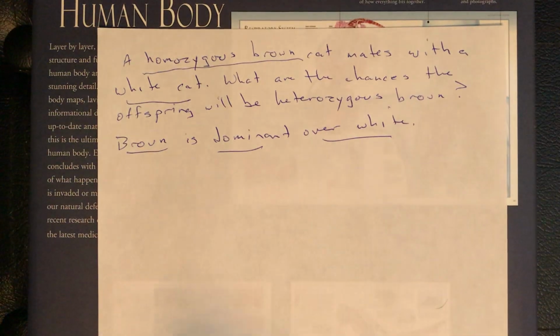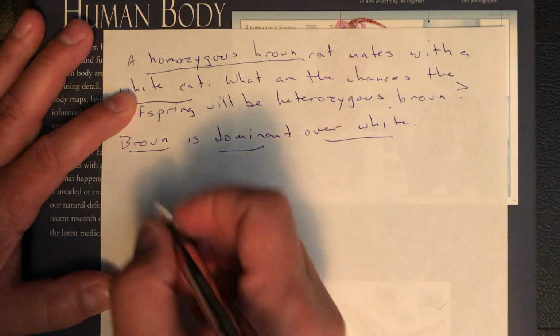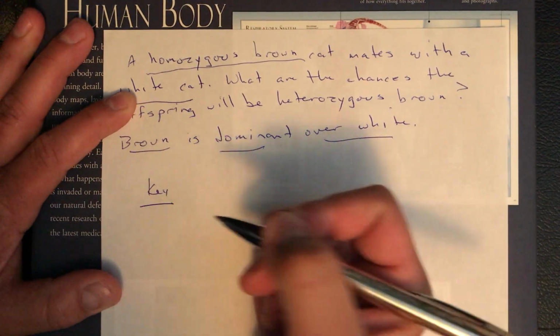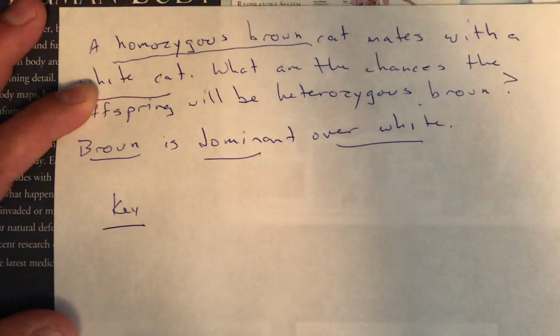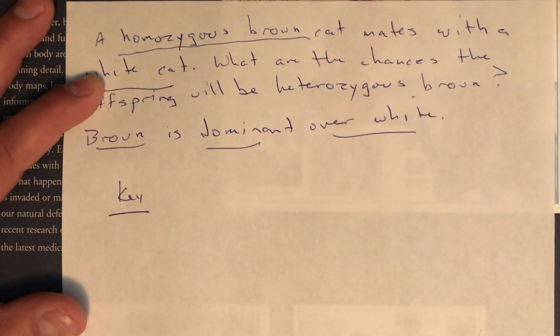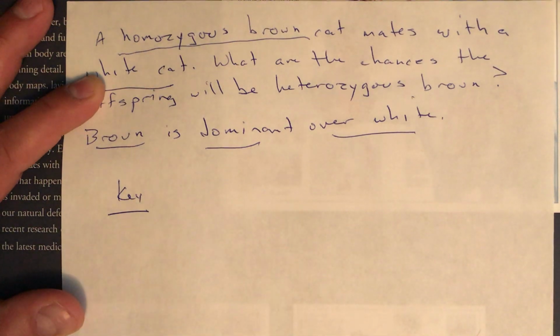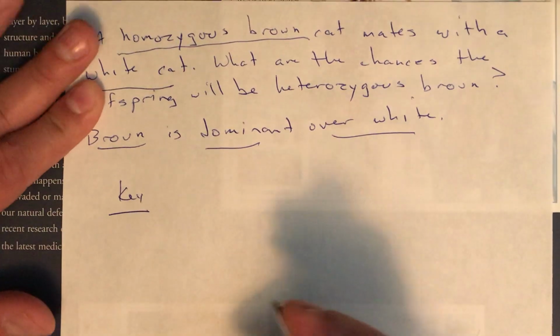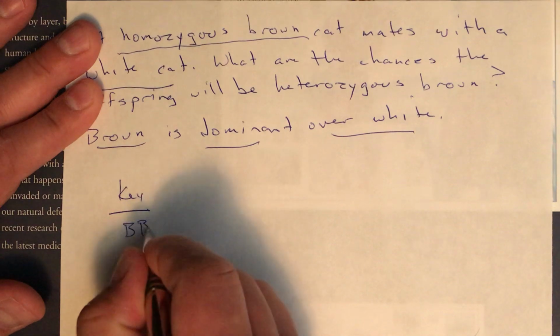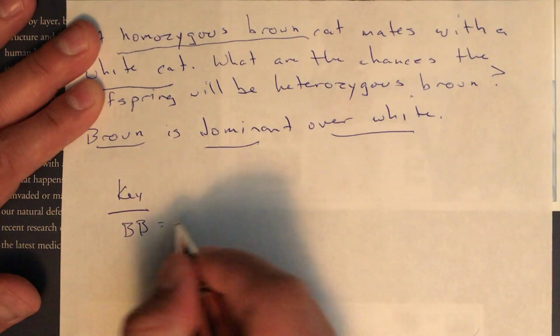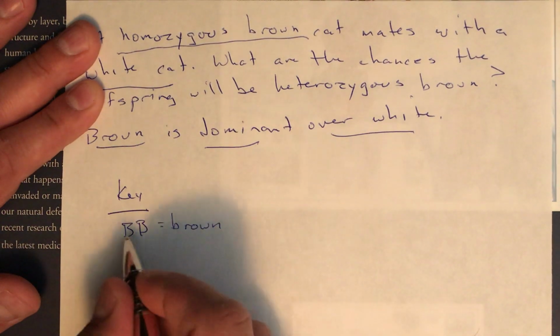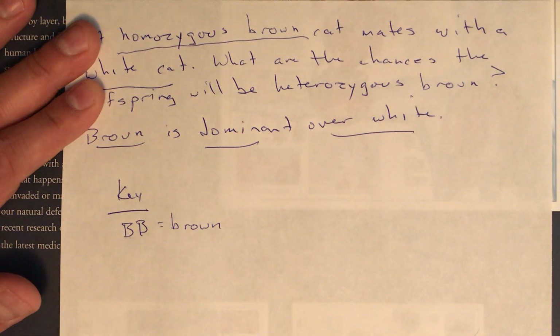Now, step two is make a key. When I say make a key, the key is going to be all the possibilities of the phenotypes and genotypes. What do these cats look like and what do their genes have? One of the possibilities is you could have a cat that carries two brown dominant traits, big B and big B. Because it has two of these brown traits, it would also look brown.